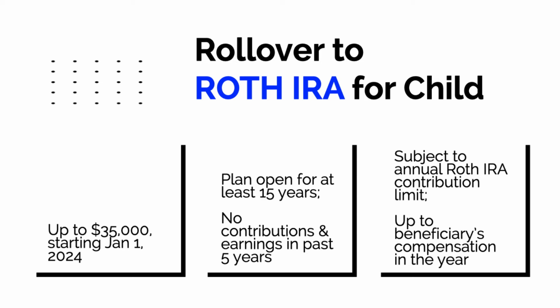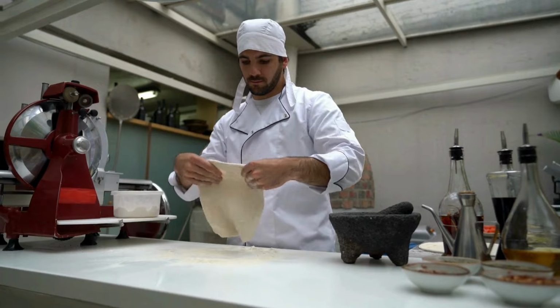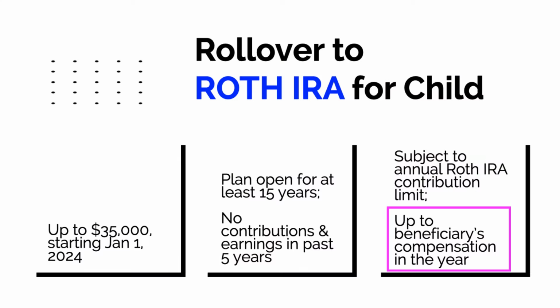Let's go back to the situation when either the beneficiary didn't go to college or didn't use up all the money in the 529 plan. What then? Starting January 1st, 2024, you can roll over up to $35,000 from a 529 plan to a child's Roth IRA without penalties. But there are a few conditions. The 529 plan must have been open for more than 15 years for this rollover option to apply. The rollover funds cannot include contributions and earnings within the previous 5 years. They're subject to the annual Roth IRA contribution limit, and the beneficiary must have compensation in the year of the rollover equal to the amount transferred.